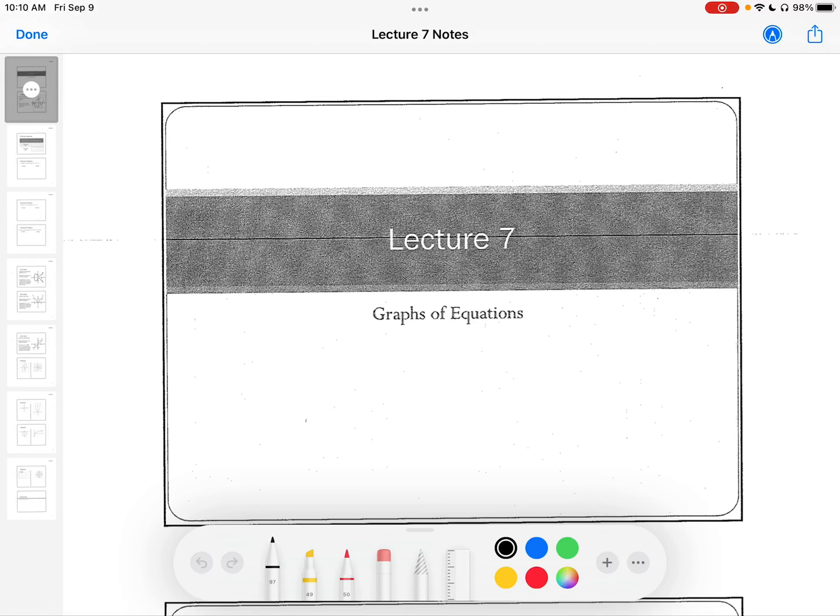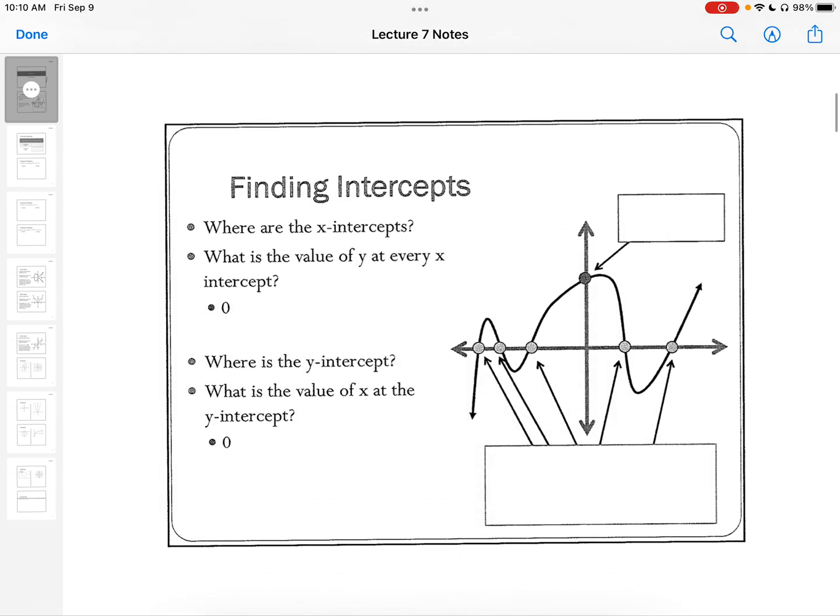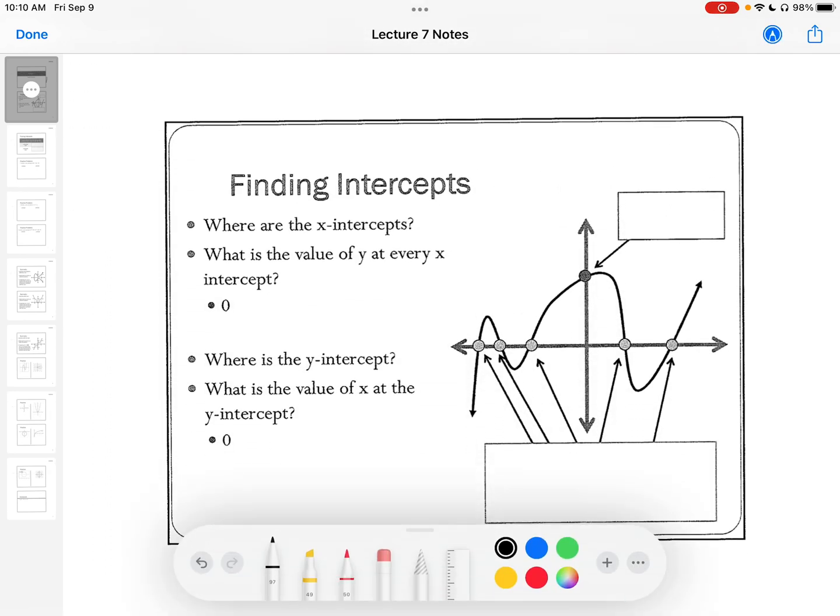Okay, so lecture 7 is going to be talking about the graphs of equations, and we're going to be looking at two different things. We're going to be looking at finding your x and y intercepts, and after we finish with our x and y intercepts, the next video we will talk about symmetry between different graphs. So, getting started here, we are going to focus on finding your x and y intercepts.